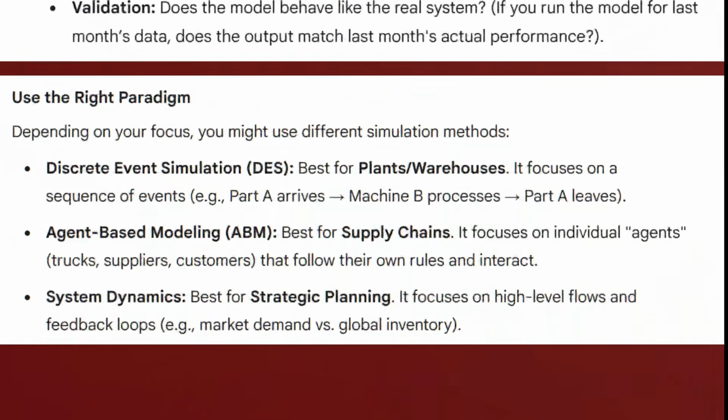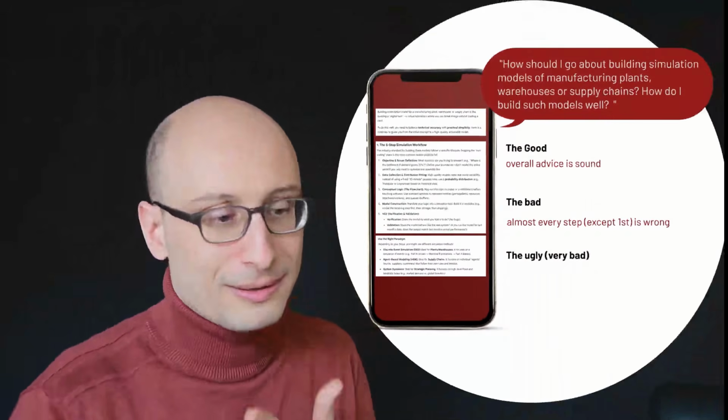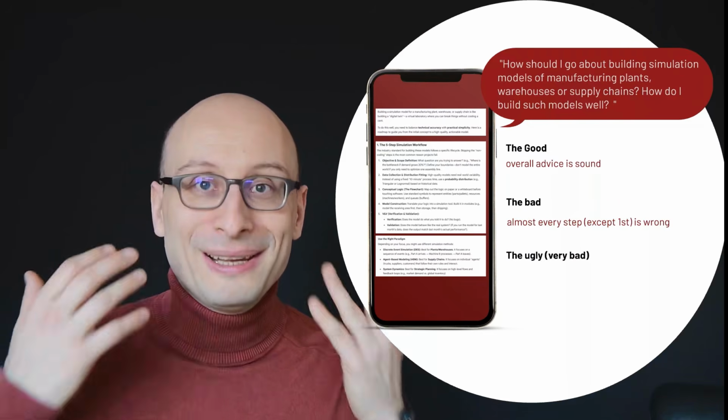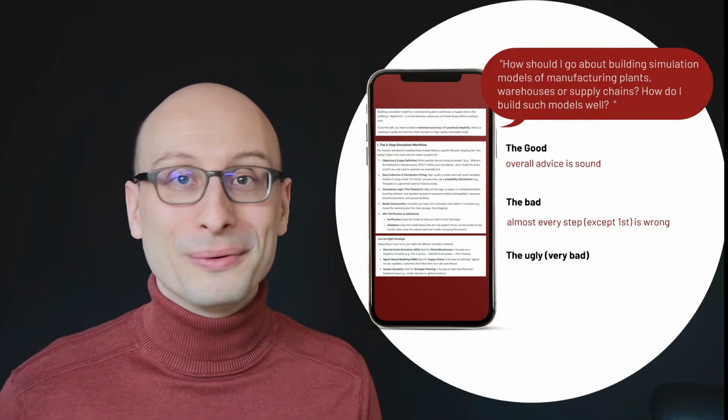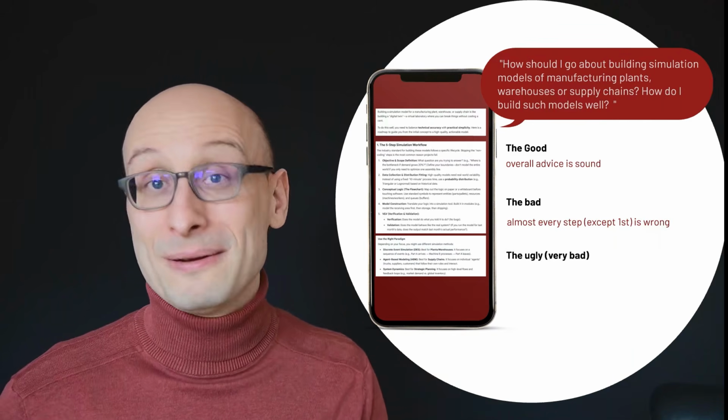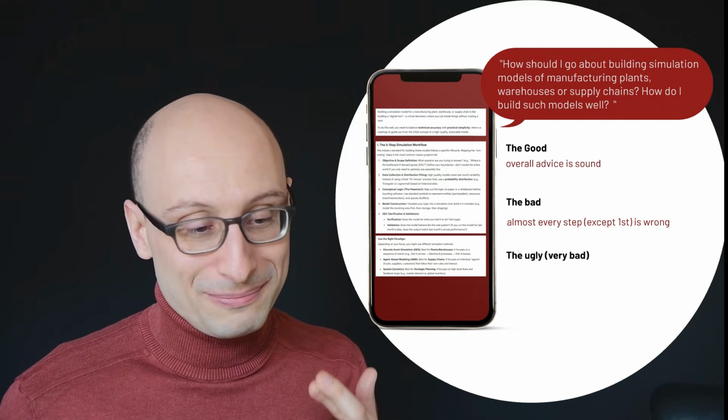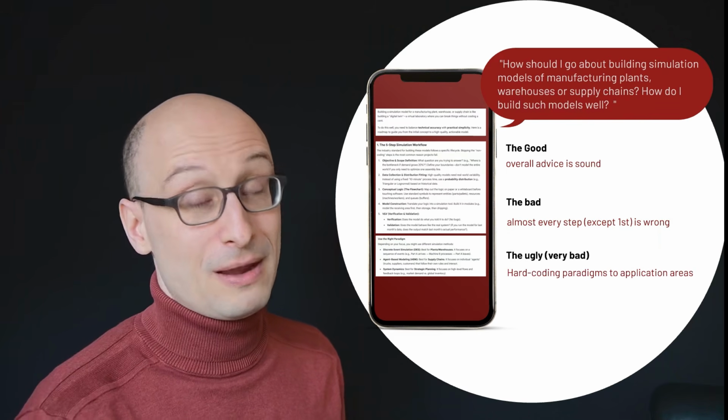If you build these kind of process simulation models, you might have heard about paradigms like discrete event, agent-based, system dynamics. Our LLM has heard about those as well. And it just says, well, you can map those quite nicely on your simulation focus, which again is just wrong. What else can I say? You can't just map those. It doesn't even mention that you can mix and match those. There is just everything wrong here.